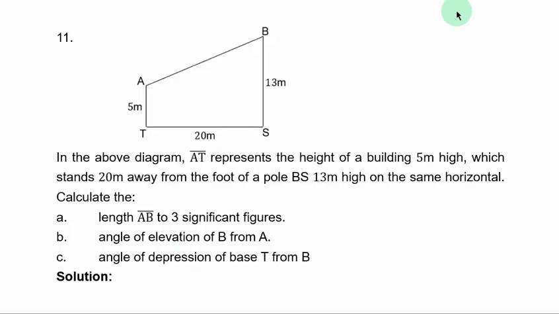Example 11. In the above diagram, AT represents the height of a building 5 meters high, which stands 20 meters away from the foot of a pole BS 13 meters high on the same horizontal.